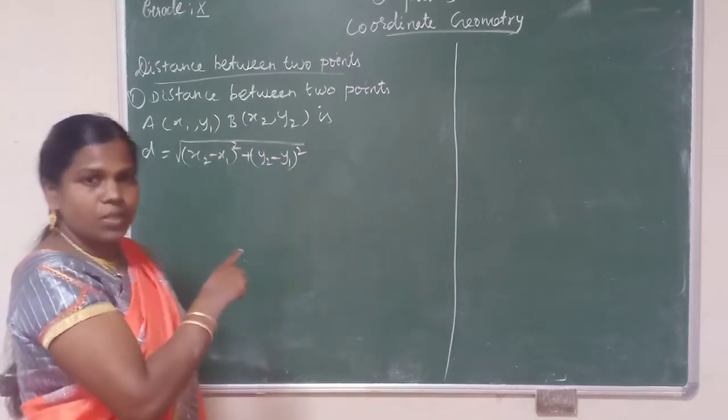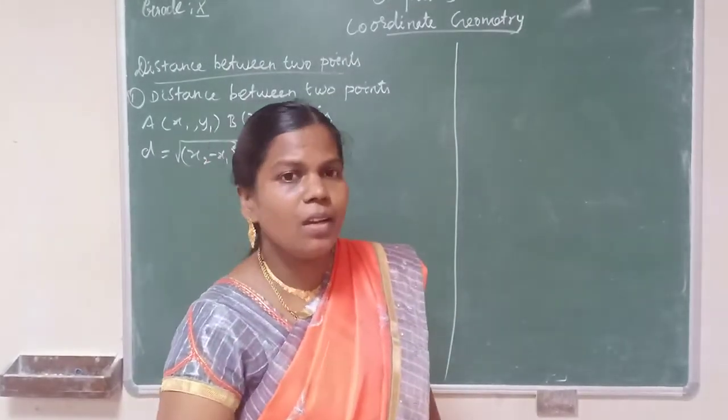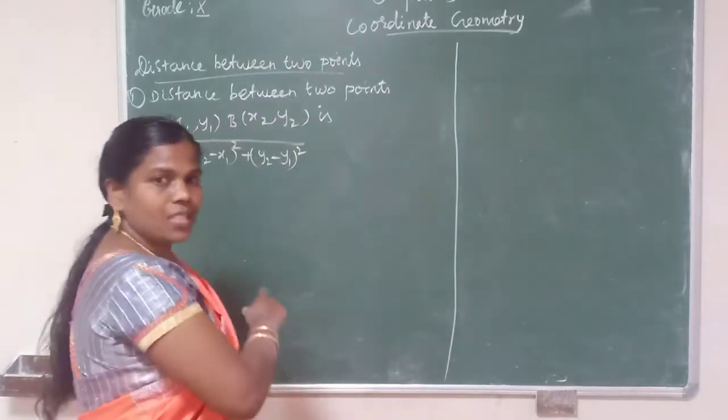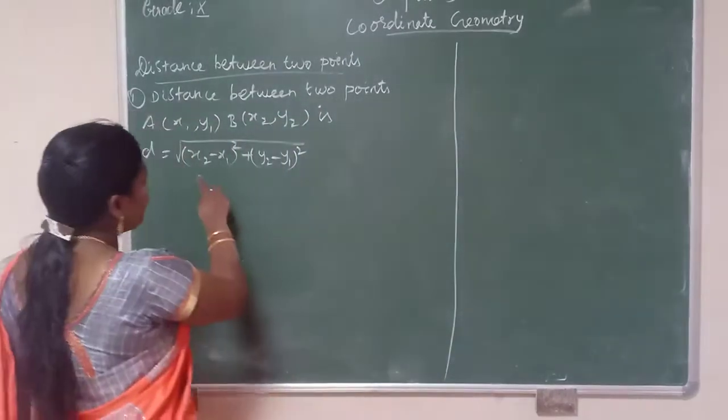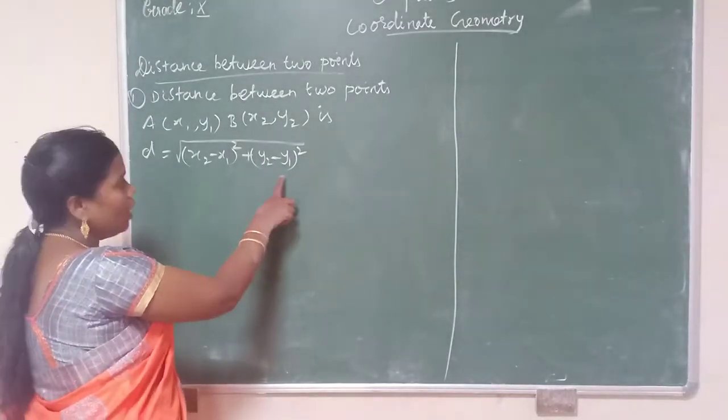When you have to use this formula: 2 points will be given, and if they ask to find the distance between those 2 points, we have to use the formula D is equal to square root of x2 minus x1 the whole square plus y2 minus y1 the whole square.